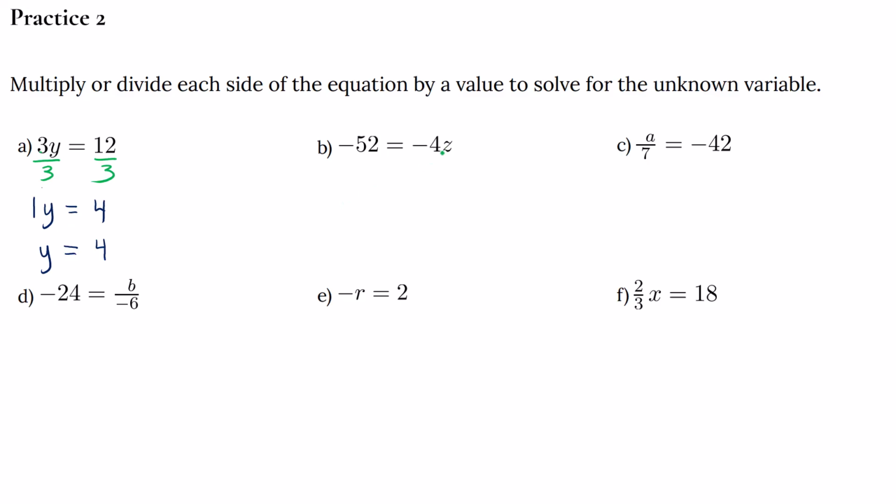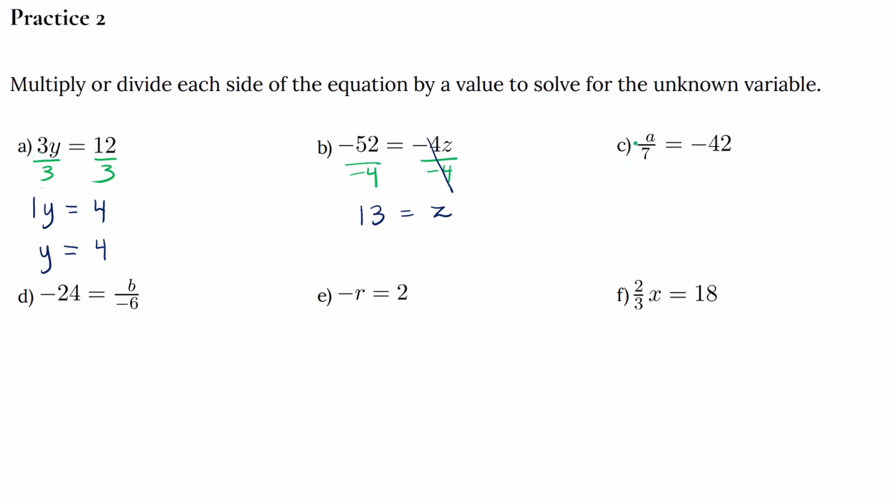For b, z is multiplied by -4, so to get z by itself, we're going to divide both sides by -4. -52 divided by -4 is 13, and that's equal to, well, -4z divided by -4 comes out to 1z, but instead of writing 1z, typically we just write z. And I'll just cross these out to show that -4 divided by -4 became 1 and essentially canceled out.